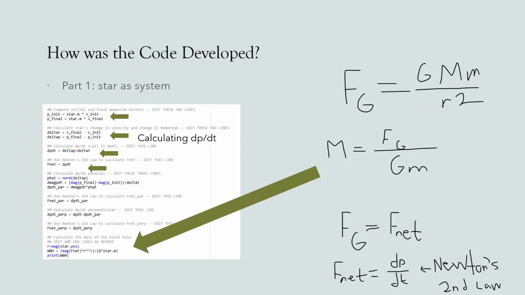So our first 4 lines are dedicated to calculating that changing momentum over changing time. The rest is to make some arrows to be able to see the perpendicular and parallel components of the force.